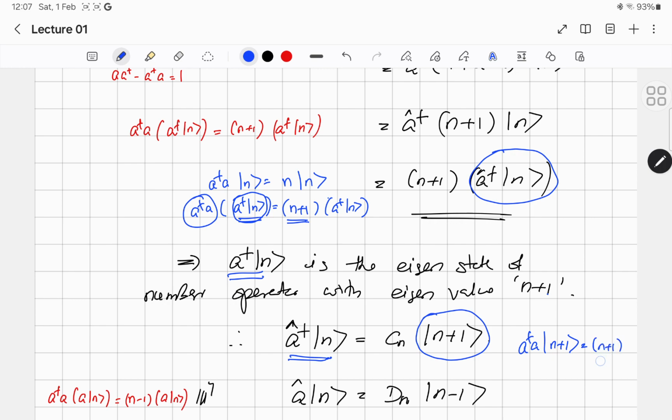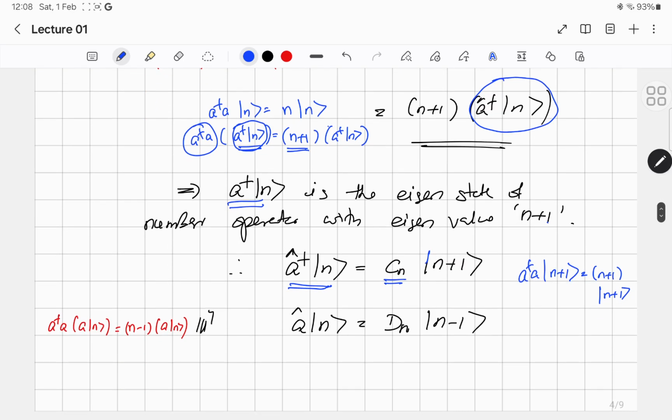It would be n plus 1 acting times |n+1>. So that means your a dagger acting on |n> must be a new vector, and it must have the value n plus 1. So the a dagger is increasing the eigenvalue of the vector by 1. So more correctly, a dagger acting on |n>, I can write some coefficient C_n times |n+1>.